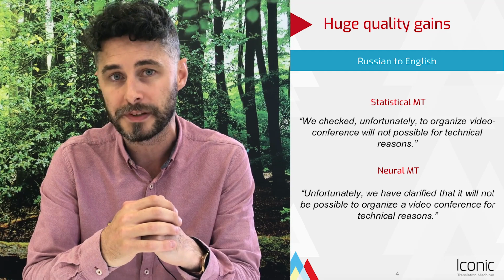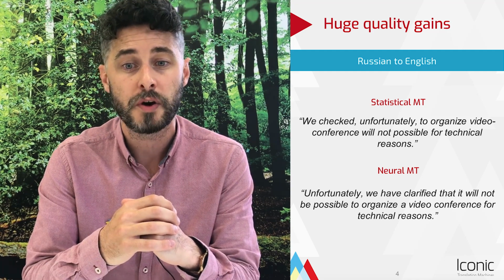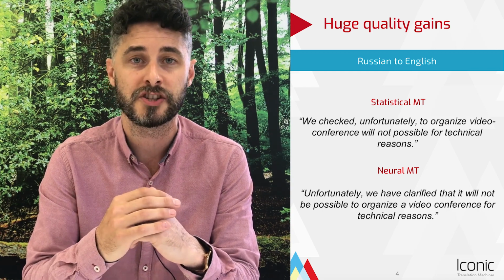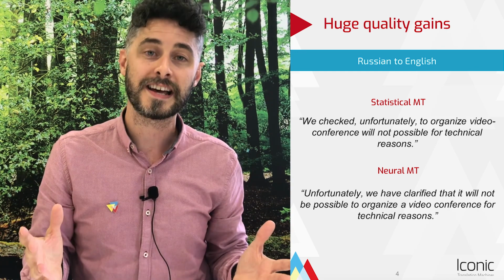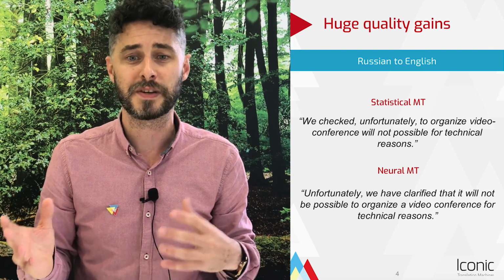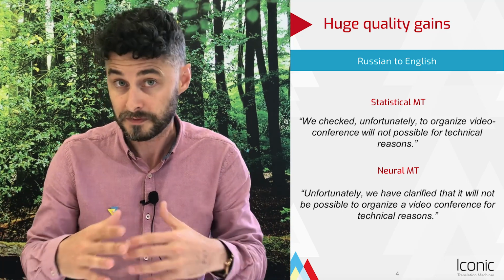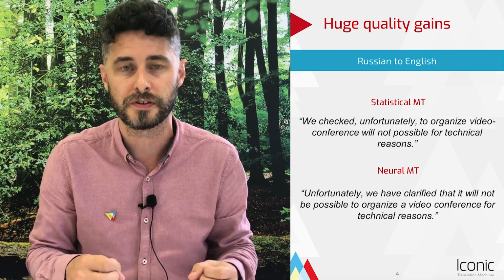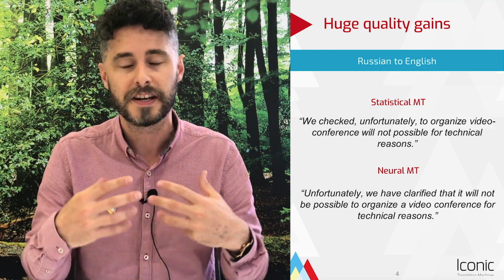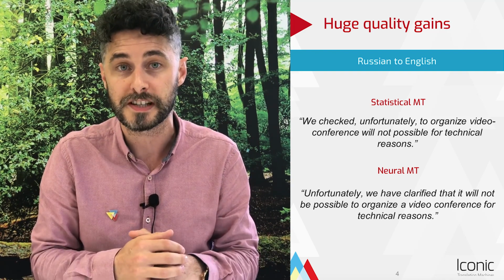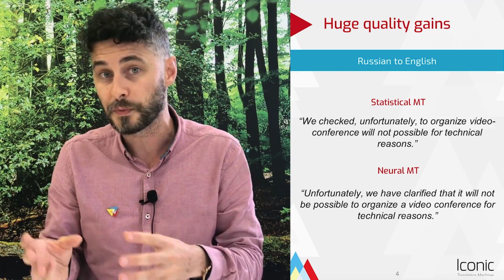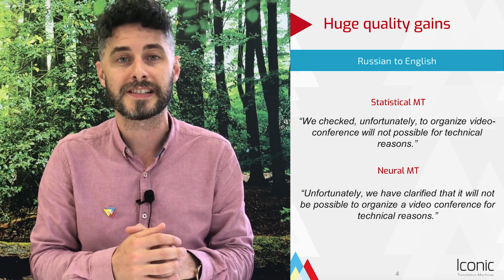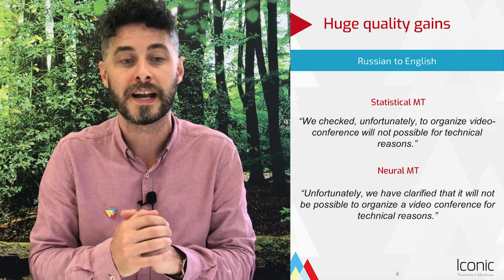So if you look at this example, this is a Russian to English translation example, where on the top we have the English translation from statistical MT, and on the bottom we have the English translation from the neural MT. So we can understand the translation from a statistical perspective. We can see that it says we couldn't do a video conference because of technical reasons, but the translation is clunky, it's not fluent, it's awkward. Whereas with the neural translation, we can see that it's much more fluent and it's probably a perfect translation. And that's the difference that we get with neural machine translation. Now, that's not to say that all translations are this good, but this is a good example of how much better it can actually be.